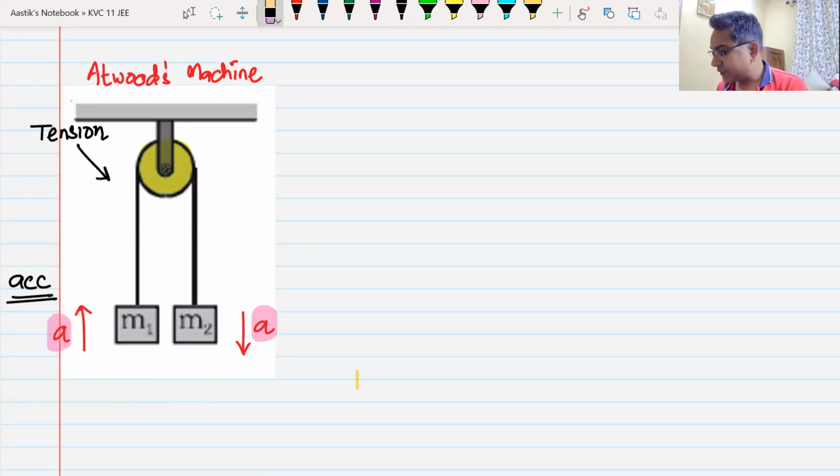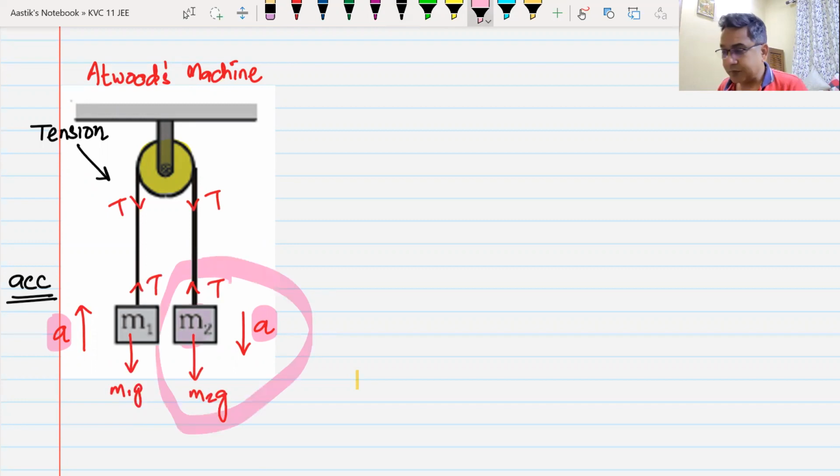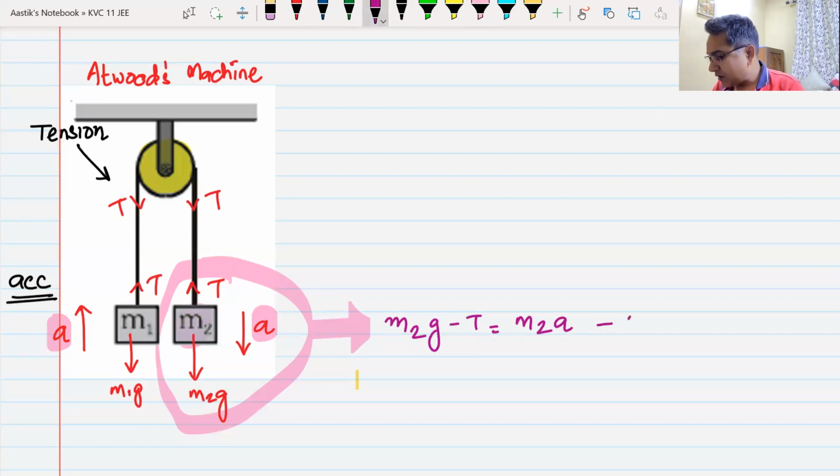Let me rub this one out. So the method is very simple. I will just write M2 here, M2G here. I will draw the free body diagram. This is T, this is T, and this is M1G. Now I paint this block as pink, and this is the pink equation. This block is moving down with the acceleration A. So I will write the pink equation: M2G, it is going downwards, M2G minus T will be equal to M2 into A.